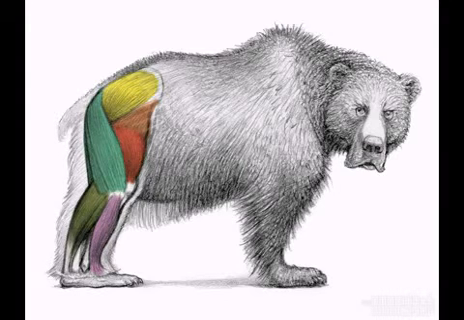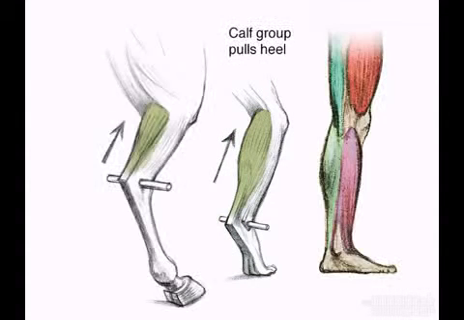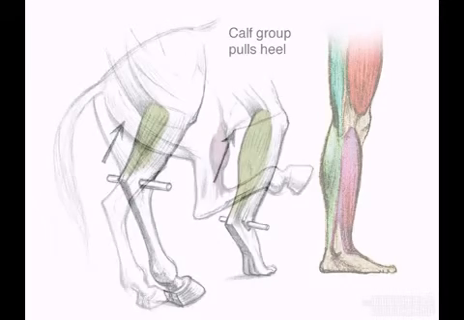Here's what the calf group does. It pulls on the heel and lifts it. The extensor group lifts the foot.